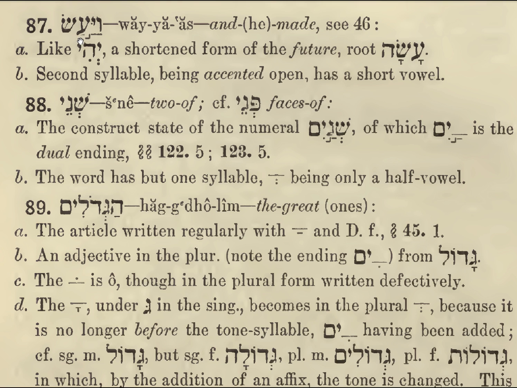Vayangas. And he made. Like Yehi, this is the shortened form of the future. Asa. Ngasa. The second syllable here has the accent and a short vowel. We can have an open syllable with a short vowel if it's accented. Vayangas.